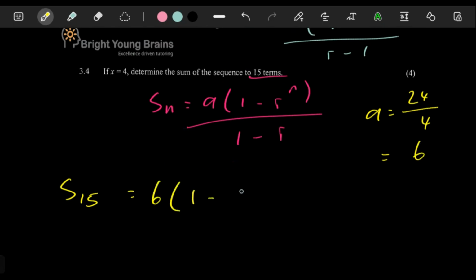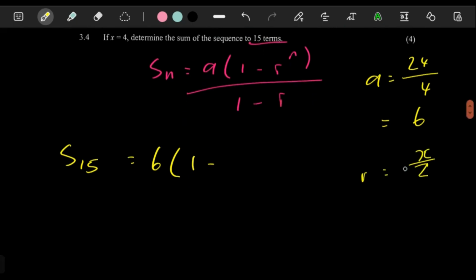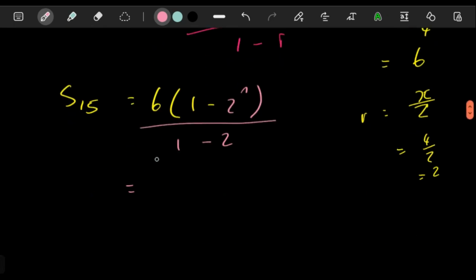And then r is x over 2. So since r is x over 2, this is going to be 4 over 2, which is a 2. So this is 2 to the power of n, and then r here is, we got it to be a 2. And n is 15, so this is a 15. If you put everything into the calculator, let's see what it gives us.